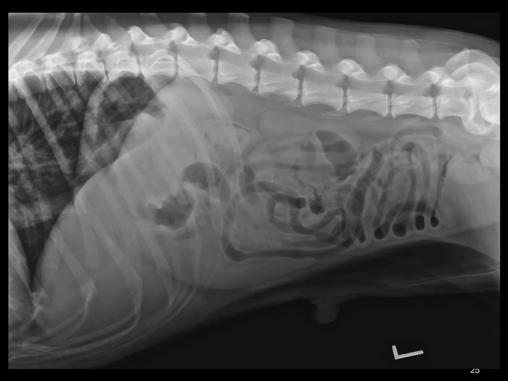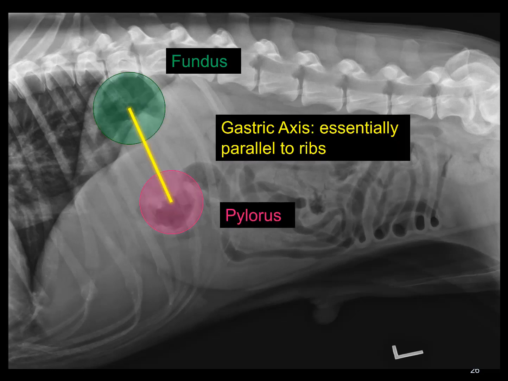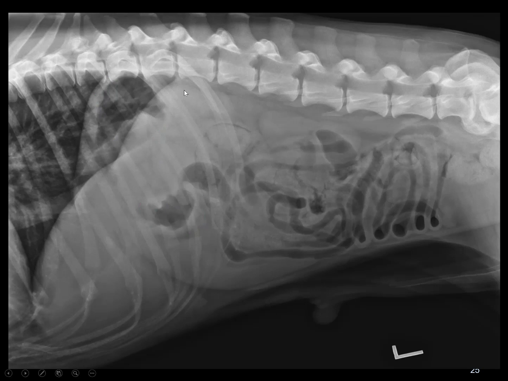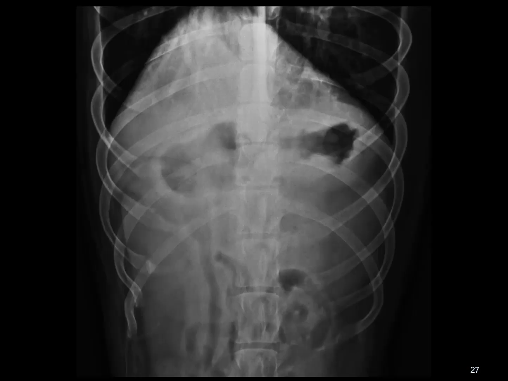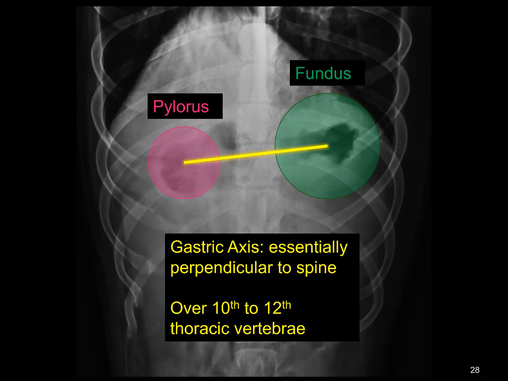Here's a normal dog. I can see the fundus and the pylorus. Again, I'll back up a slide here. Gas in the fundus here, gas in the pylorus here. So you can draw a line between the two, and that's your gastric axis. It's basically parallel to the ribs, so that's really what it should be. On a VD view, similar story. Fundus on the left, pylorus on the right, mostly perpendicular to the spine, which again is about right. There's also usually a little bit of variation as to exactly where it sits, but generally the stomach sits somewhere over the 10th to 12th thoracic vertebra.